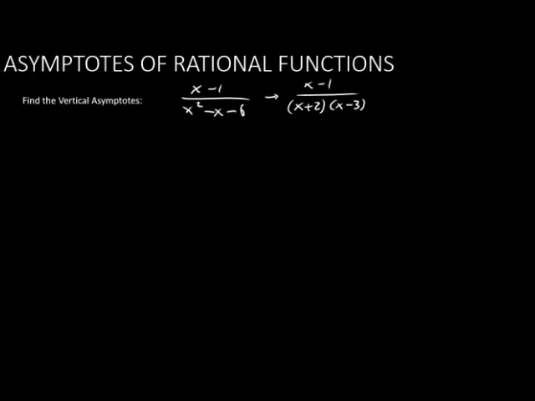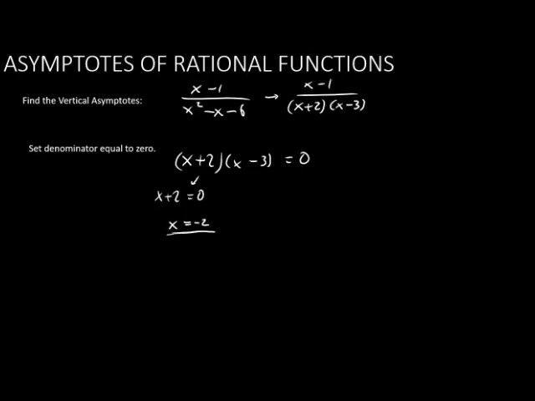Now we'll find the vertical asymptotes of this rational function. To find the vertical asymptotes, we'll set the entire denominator equal to 0. Therefore, we'll say x plus 2 times x minus 3 is equal to 0. If we say x plus 2 is equal to 0, and then subtract 2 from both sides, we'll end up with x equals negative 2. This will be our first vertical asymptote.